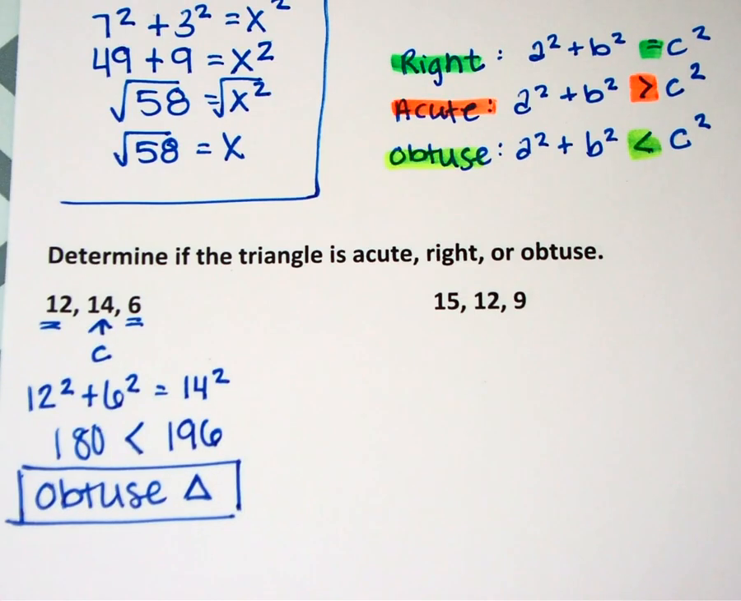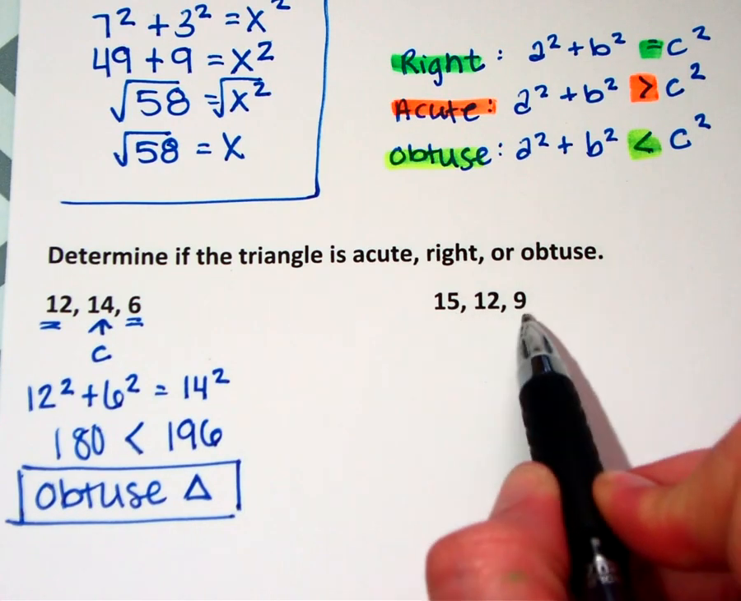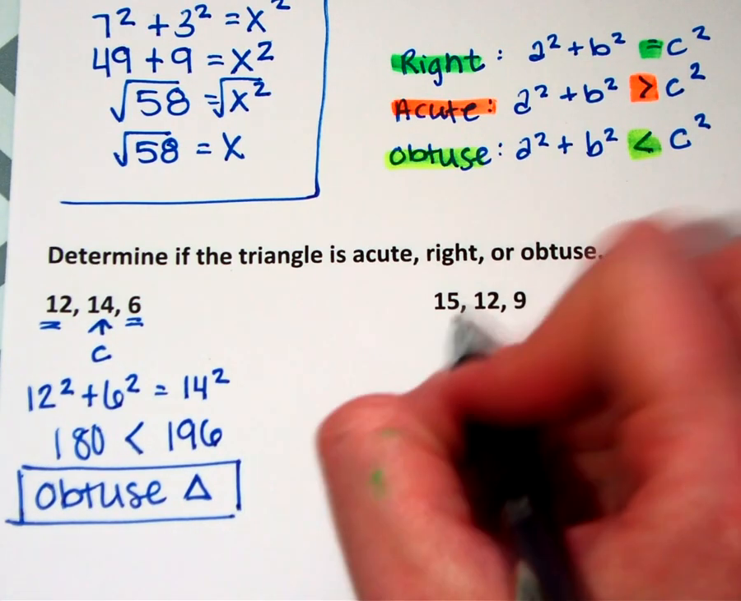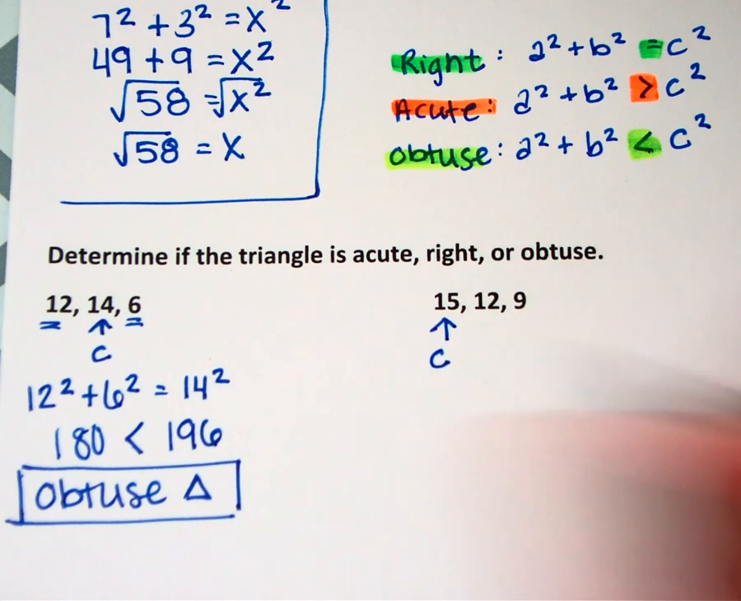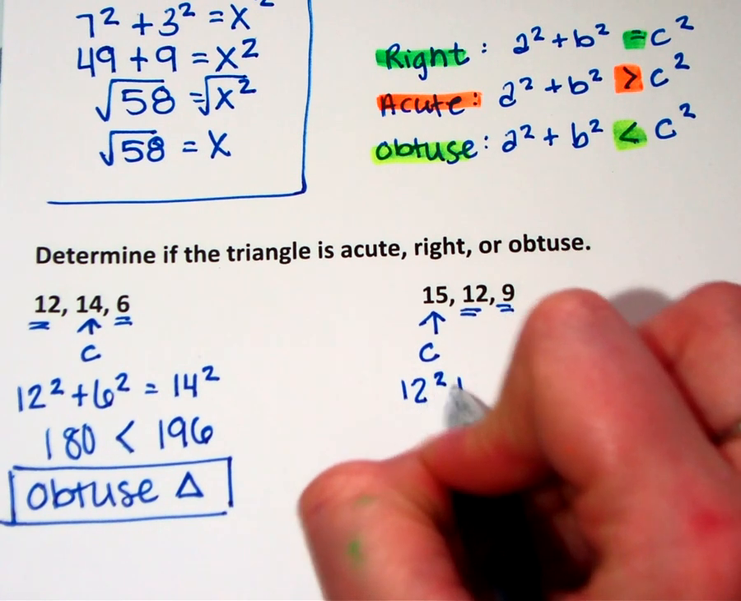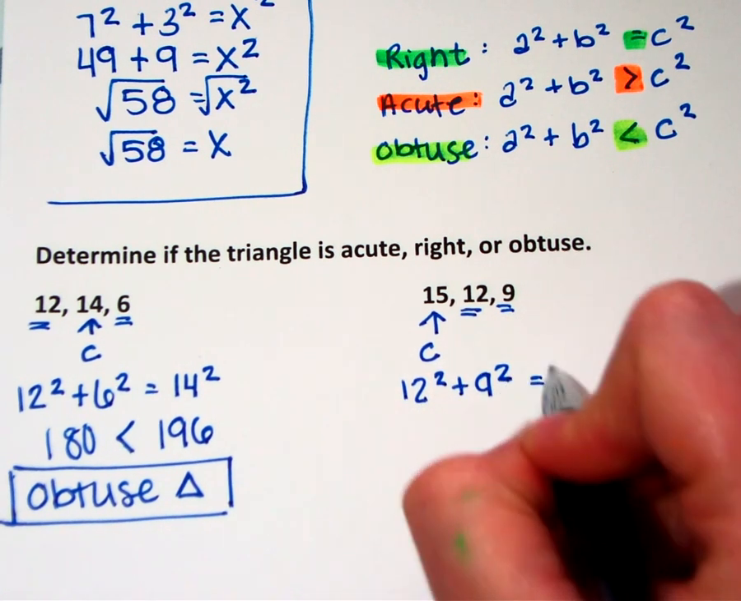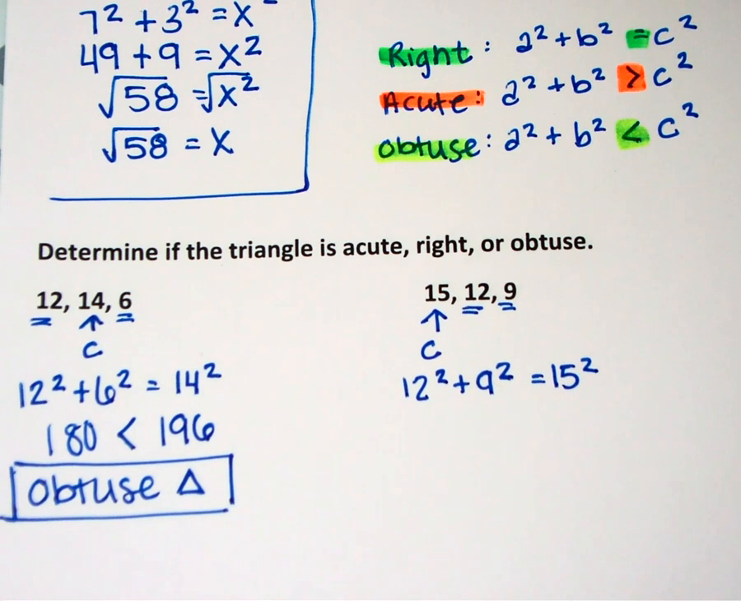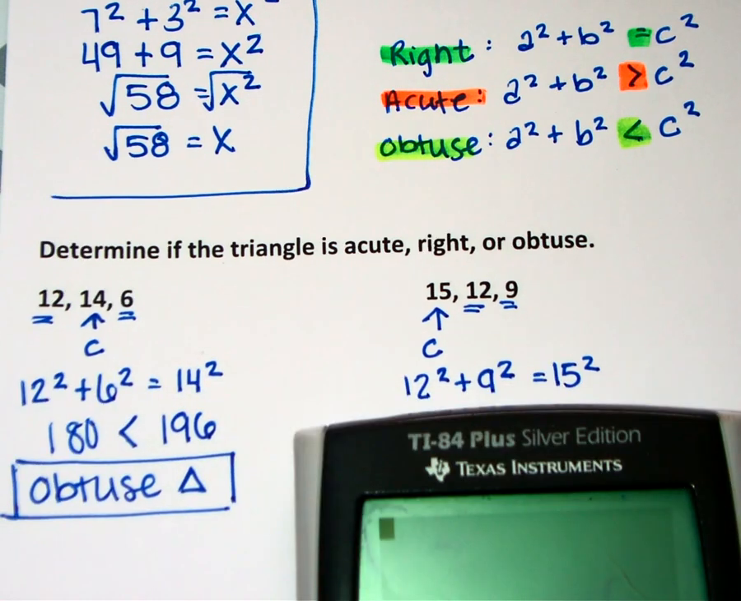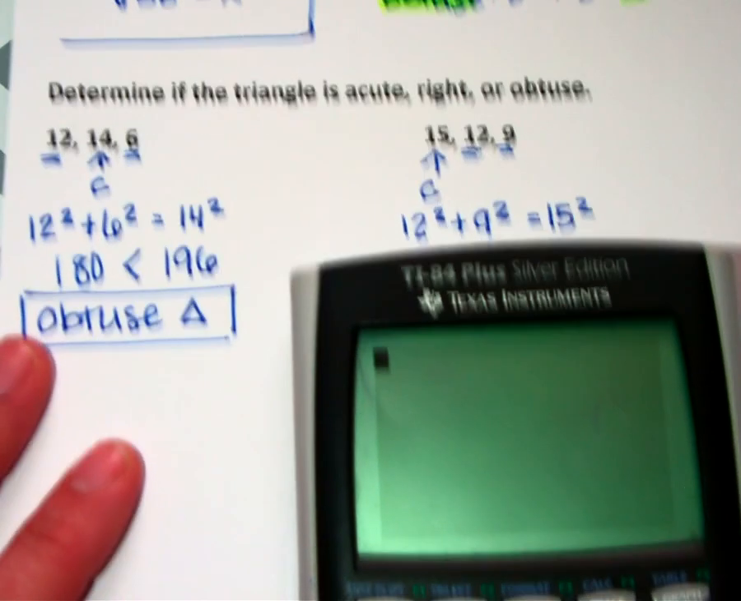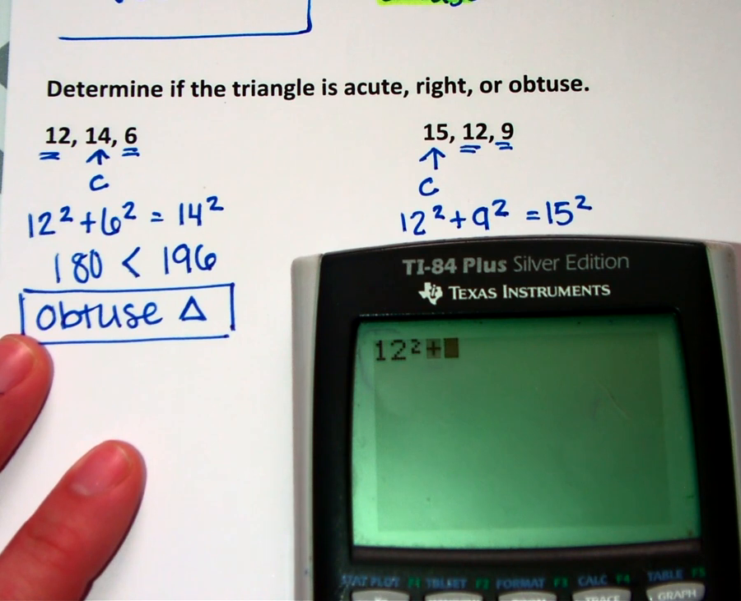On the next one, we have the lengths of 15, 12, and 9. The hypotenuse here would be 15 because it's the largest value. I have 12 and 9. Those are going to be my A and B values. So 12 squared plus 9 squared equals 15 squared. Again, I'm going to do this straight into my calculator. So I do 12 squared plus 9 squared, and I get 225.